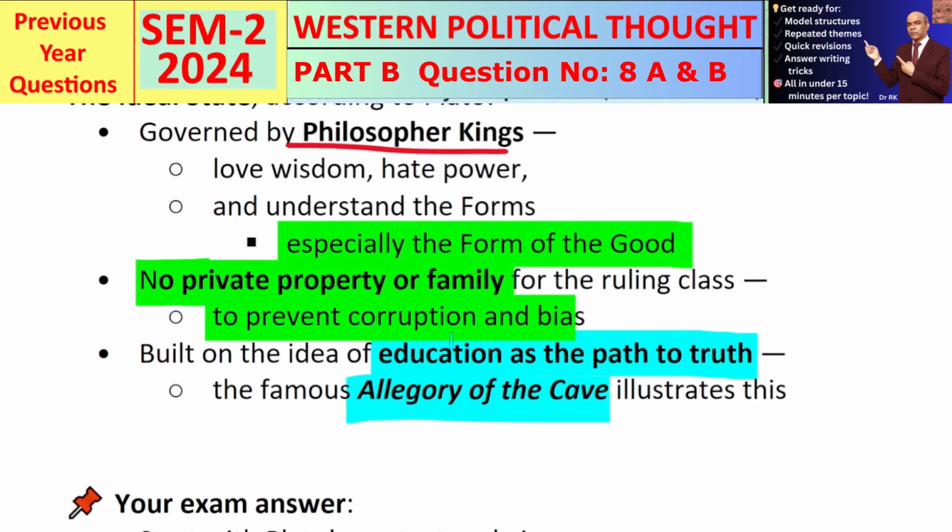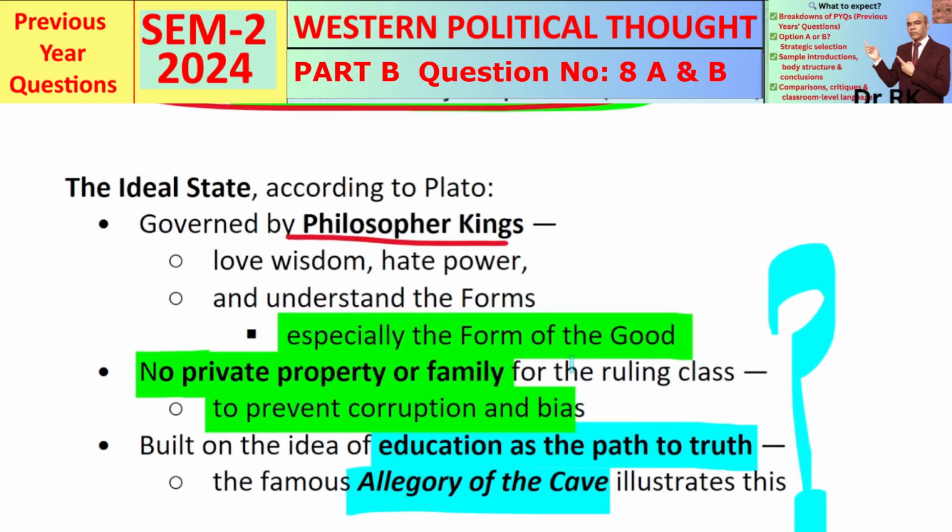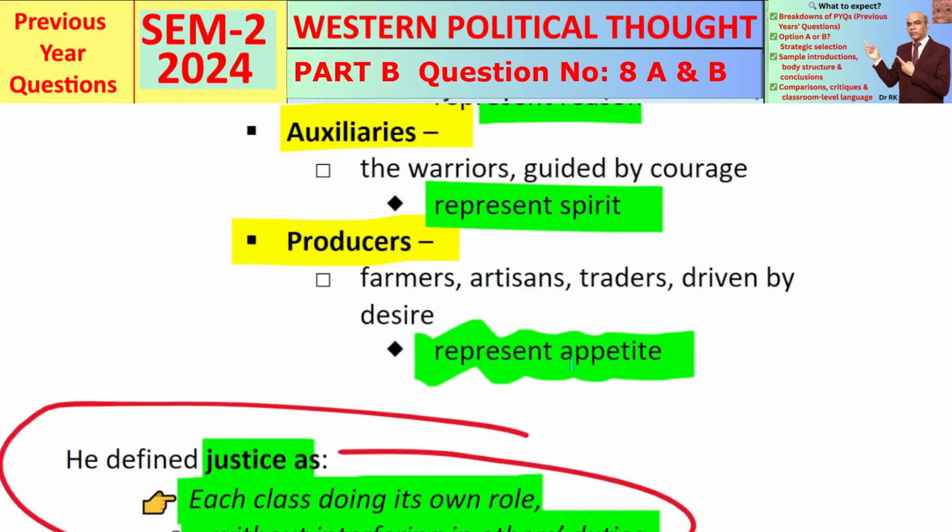So why did Plato think this was necessary? Because he saw Athenian democracy fail. He witnessed the execution of Socrates, his teacher. He thought majority rule without wisdom leads to chaos and injustice.